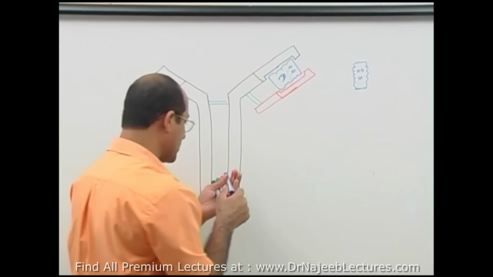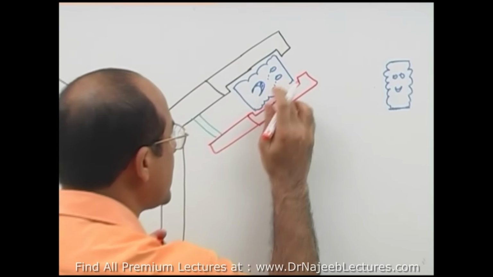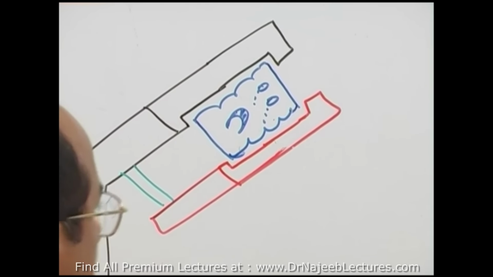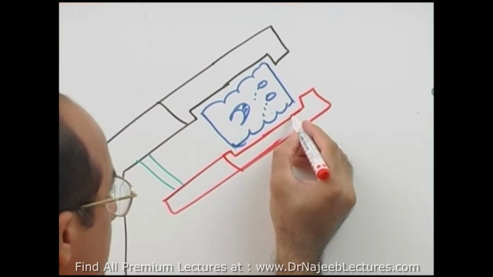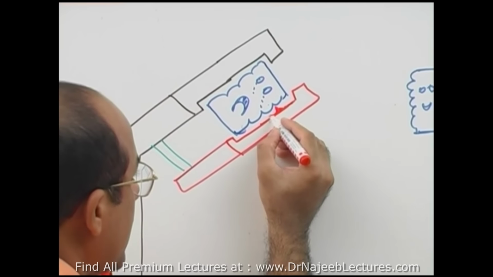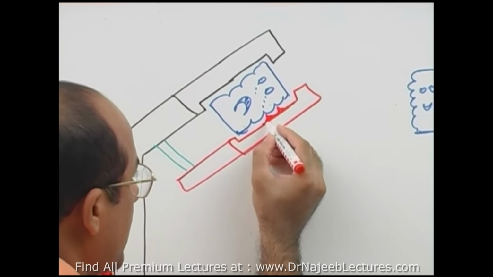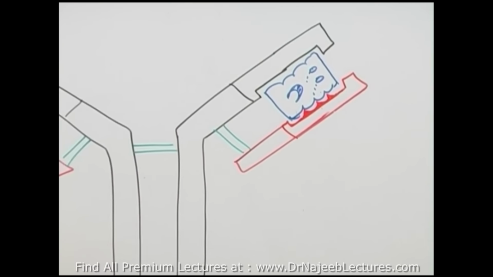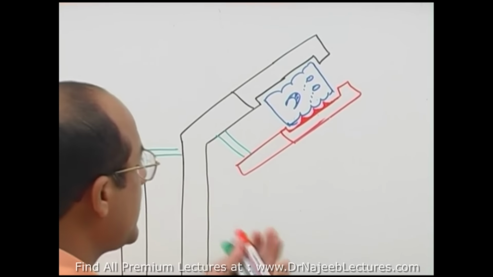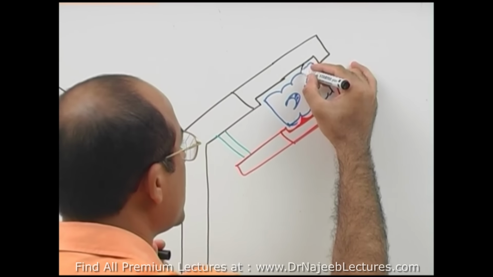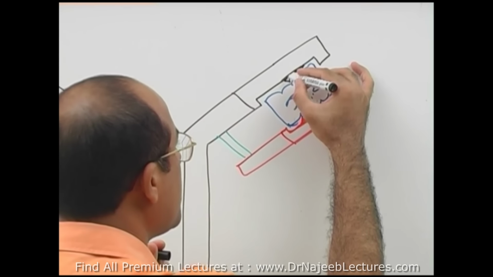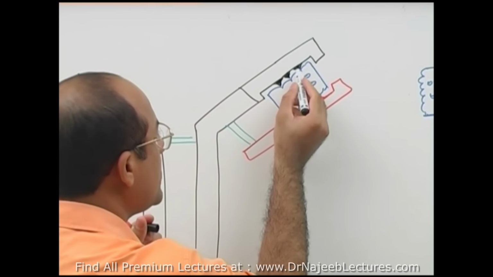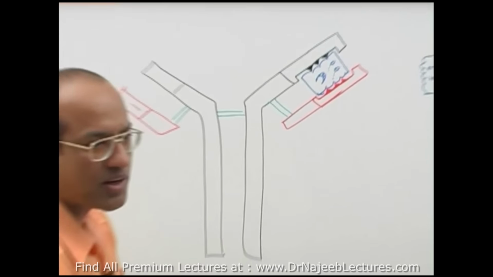Actually, within the variable region, there are very special areas which make the fitting of the variable region better with the antigen. And these areas are given an additional name. You know, this is making a better fit, isn't it? These areas are called hypervariable regions.